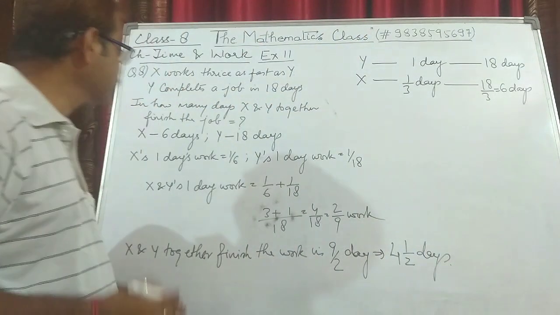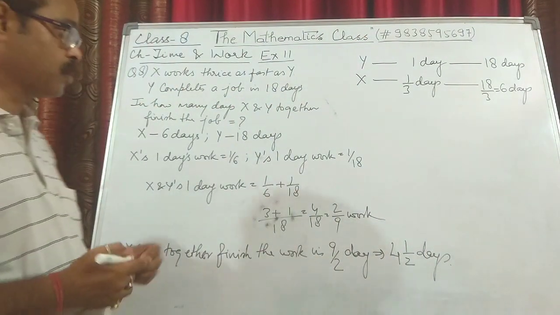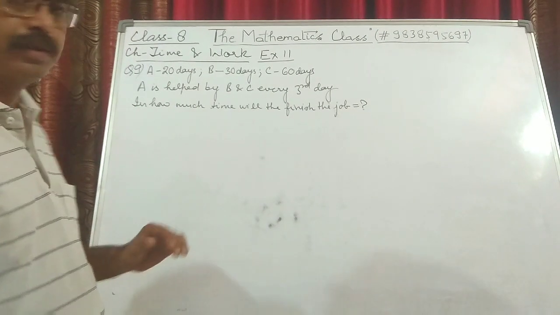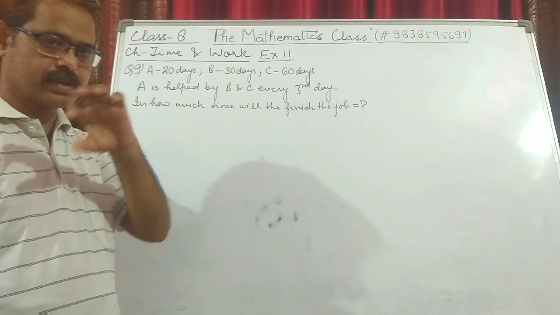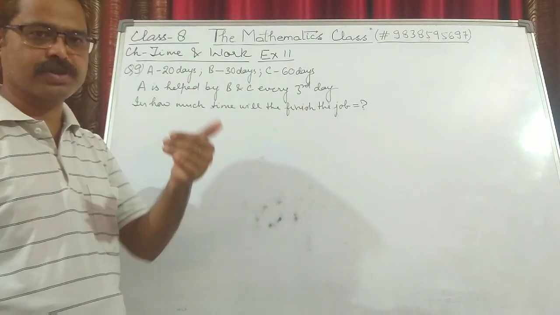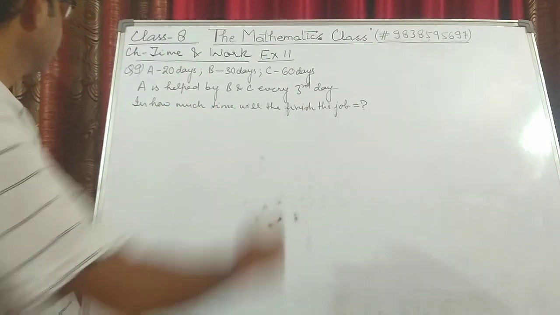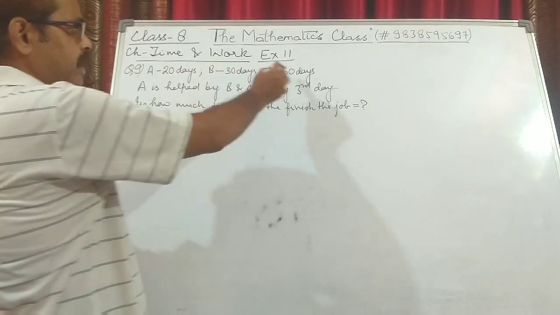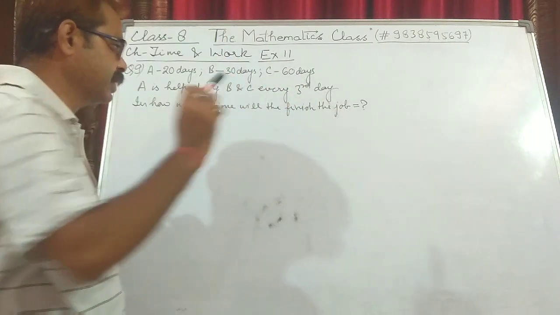Now we will move on to question number 9. This is very important. This is very different from all the questions that we have done till now. They say A can complete a job in 20 days, B can complete a job in 30 days, C can complete a job in 60 days.